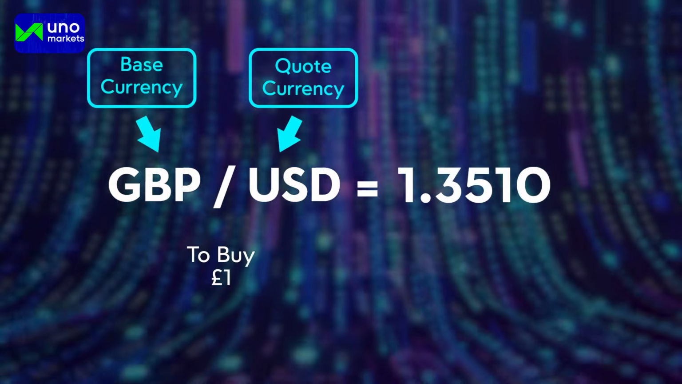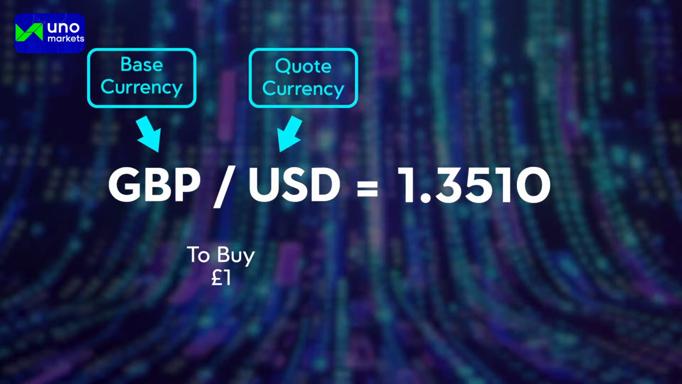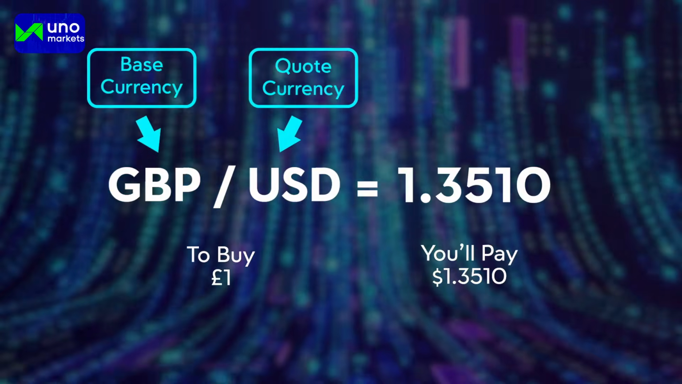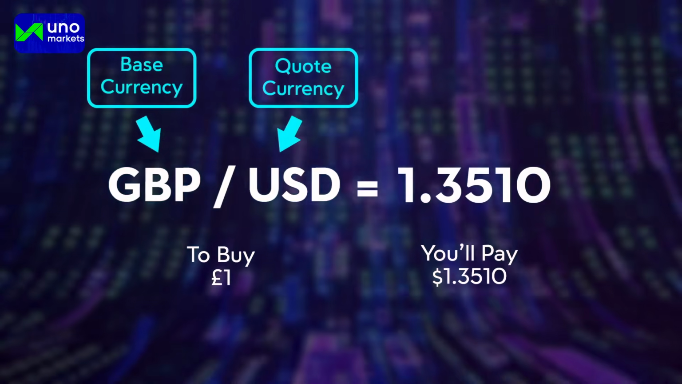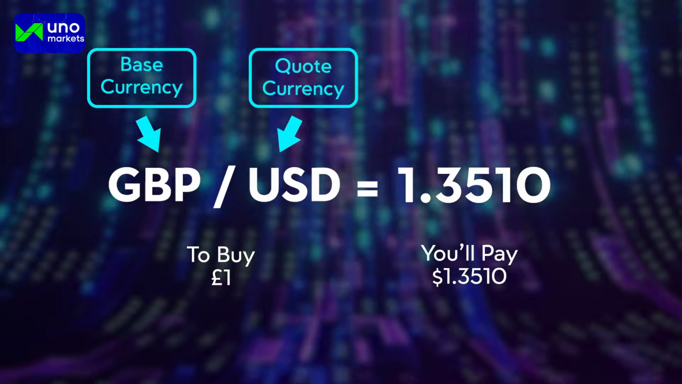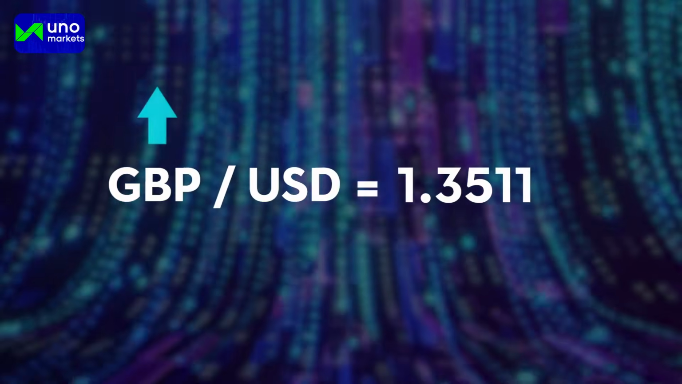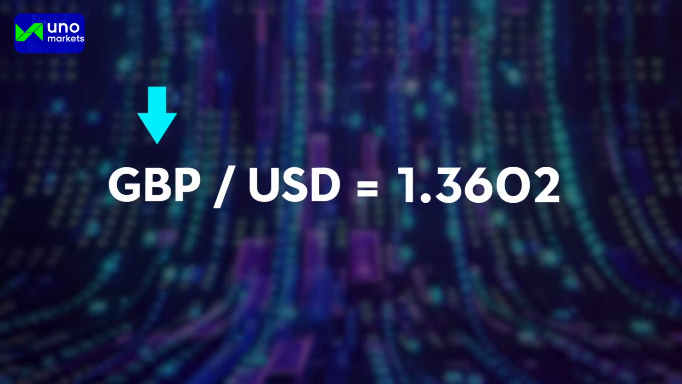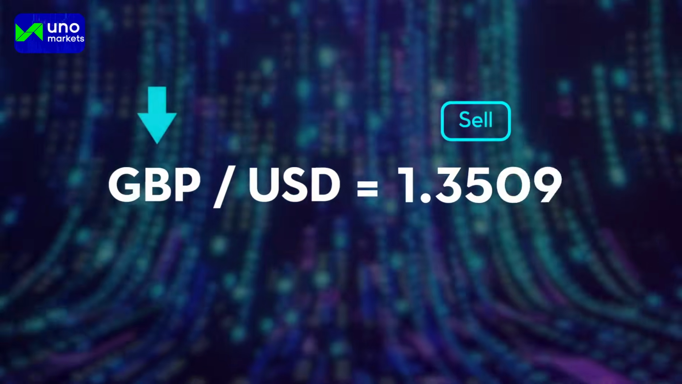This means, to buy 1 unit of the base currency, a trader would have to pay 1.35 in the quote currency. Similarly, if a trader sells 1 pound, he will receive 1.35 US dollars. Traders buy the pound-dollar pair if they expect the pound to increase in value against the dollar, and sell if they anticipate the value of the pound to drop against the dollar.